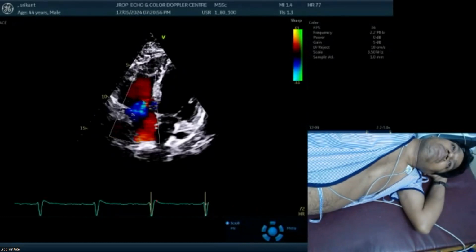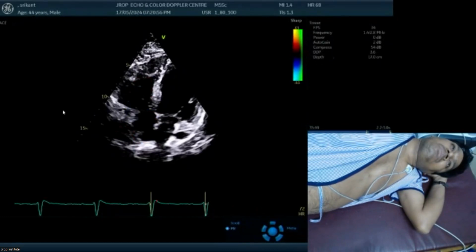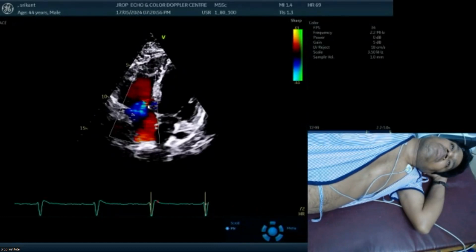Now you can see a blue color spectrum. If I have to say this, we have to look at the tip of the leaflets. This is the tip of the leaflets of this blue color. This is the tricuspid valve seen over here. So I'll switch on colors again. The blood is flowing from this tip of the leaflet. So what is the width of this color jet, which is known as vena contracta? The color jet width is almost 0.6 centimeter or 6.1 millimeter in this subject.